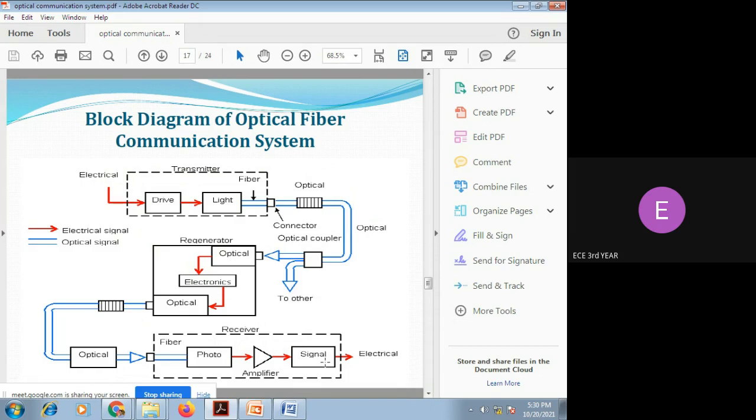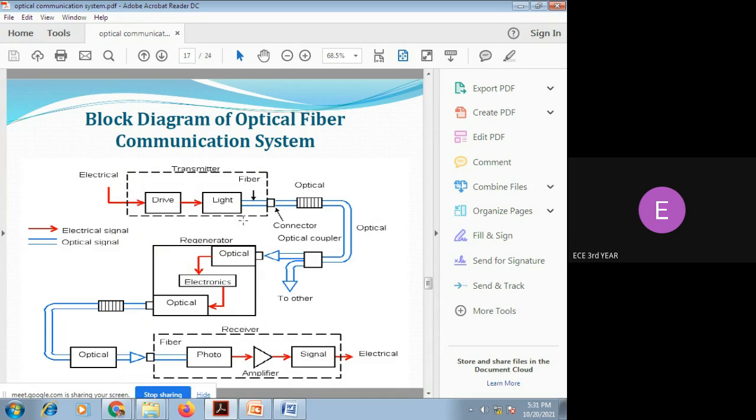The circuit has a decision circuit. The decision circuit decides the level of the output. If it has reached the required level, it sends the signal; if it is below, it sends no signal. So this is the decision circuit, and then the signal passes through to the required destination of the receiver. This is the overall communication of the optical fiber communication system.